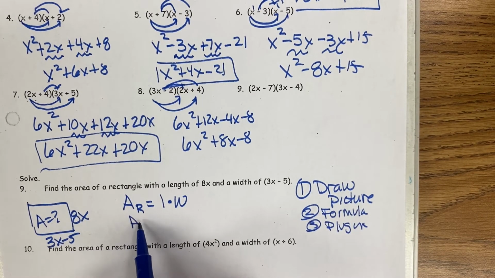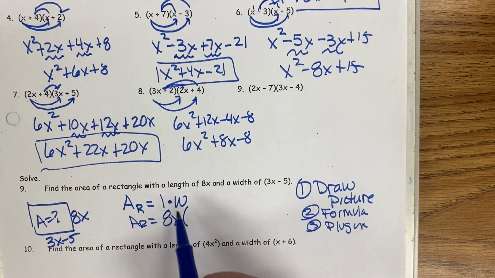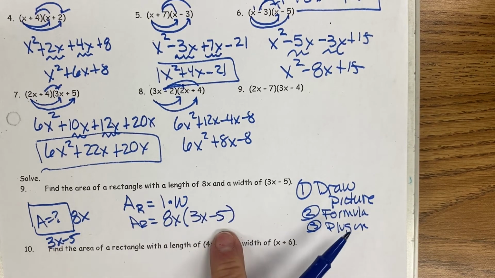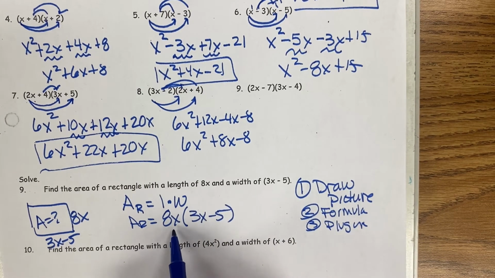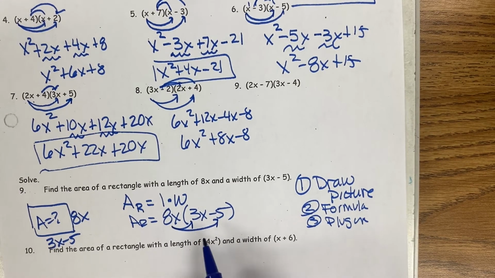So the area of a rectangle, because that's what we're looking for, we have our length, which is 8x, and our width, which is 3x minus 5. So this means we're going to multiply. So we have to give this 8x to the 3x. We're going to distribute that. And then we're going to distribute the 8x to the negative 5.